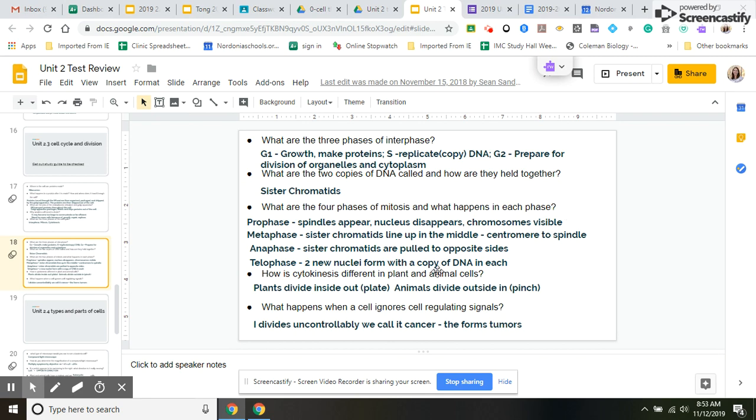How is cytokinesis different in plant and animal cells? The last part is where we're dividing the cytoplasm. In a plant cell, we have to build a cell plate from the inside out because the cell wall is too rigid to bend, so we have to build a wall.